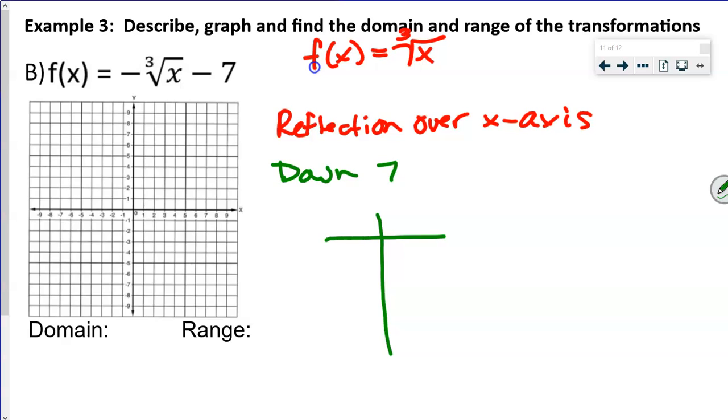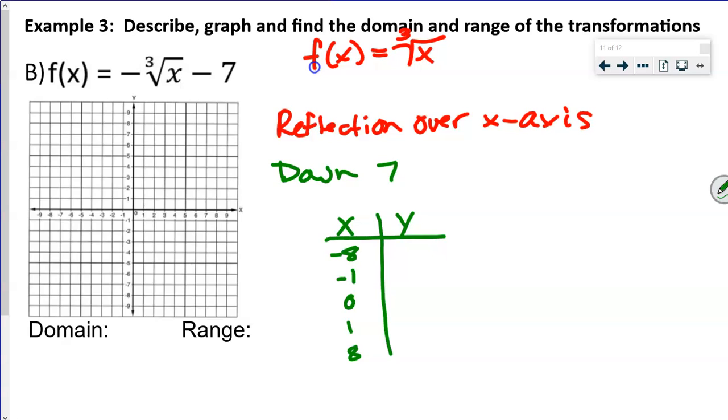Okay, so now we're going to talk about, again, we're going to create a table here. And we're just going to put in some values. And I'm going to put in some values that I know I can take cube roots of. So I'm going to put in -8 because I know that that's a perfect cube, and -1, and then 0, and 1, and 8, okay? And I could pull these from our original graph, right? Because that's what we did when we did cube roots.